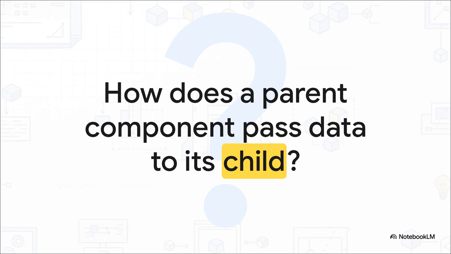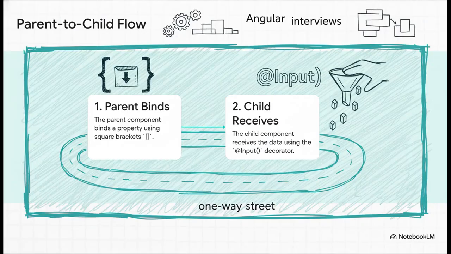So picture this. You have a user list component, and it needs to pass the specific details of one user down to a smaller user card component. How do we actually wire that up? Well, the data flows down a clean one-way street. The parent component uses square brackets around a property to send data down into the child. Then, the child component uses what's called the @Input decorator, which is really just a special tag that gives that property a superpower to catch that data as it comes in. It's a super clear, explicit way to pass info down the family tree.